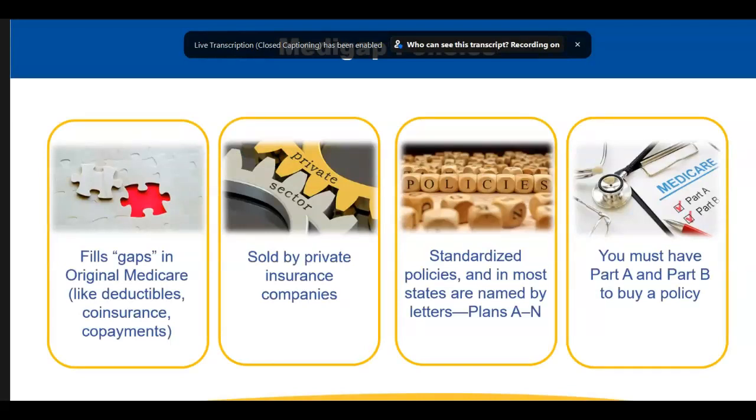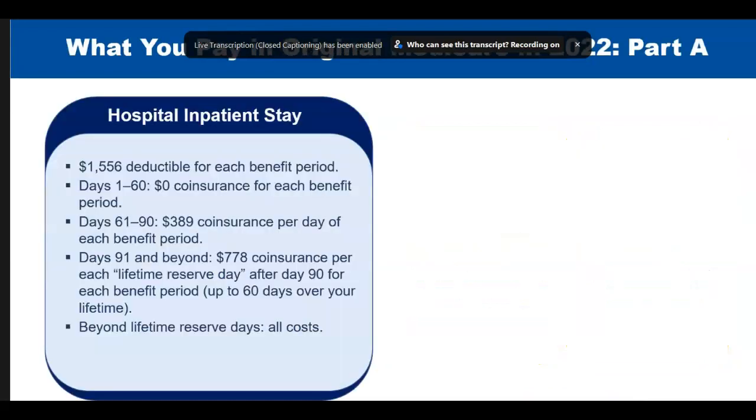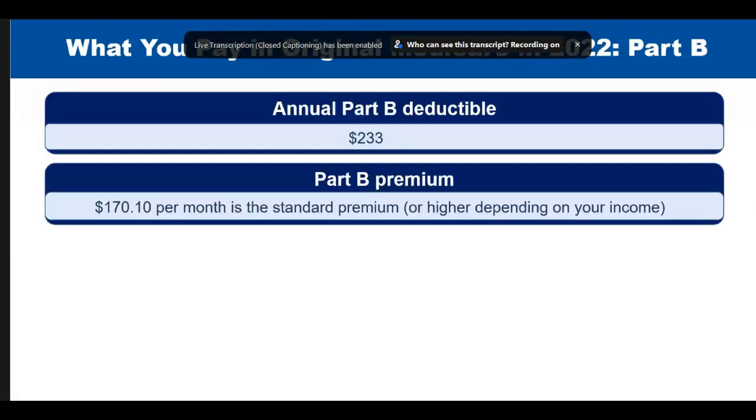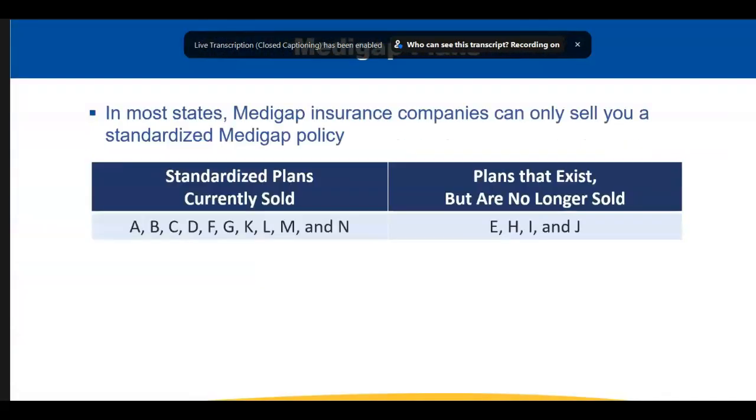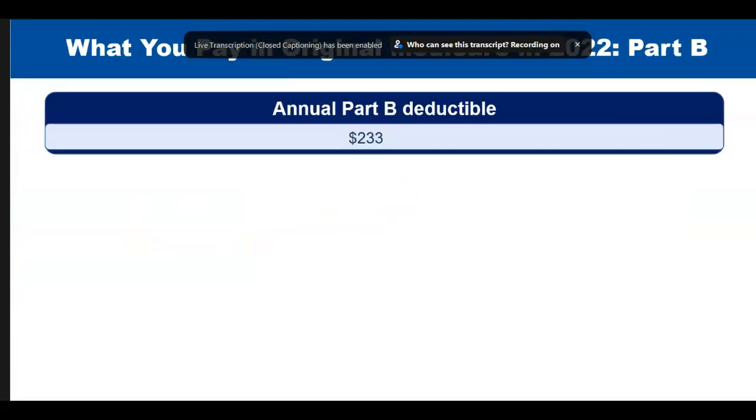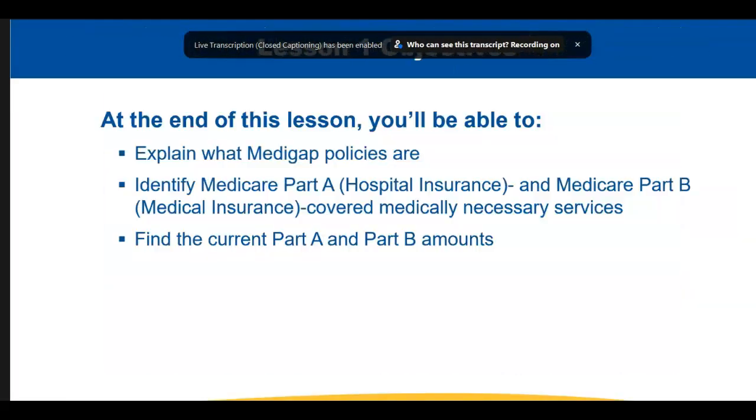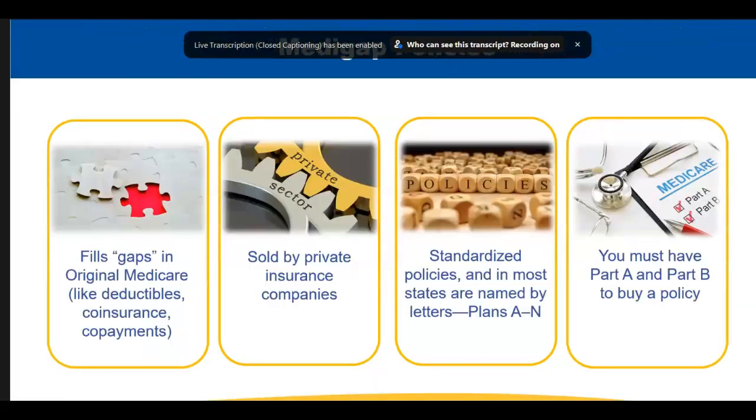Medigap is sold by private insurance companies, and they help to pay for some of those costs, again, like the co-payments and the co-insurance and deductibles. And the Medigap policies are also standardized. And in most states, they are named by letters. Plans A through F are the standardized letter plans in most states.